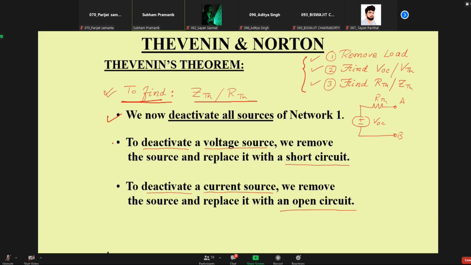To deactivate a voltage source, we remove the source and replace it with a short circuit. To deactivate a current source, we remove the source and replace it by an open circuit.